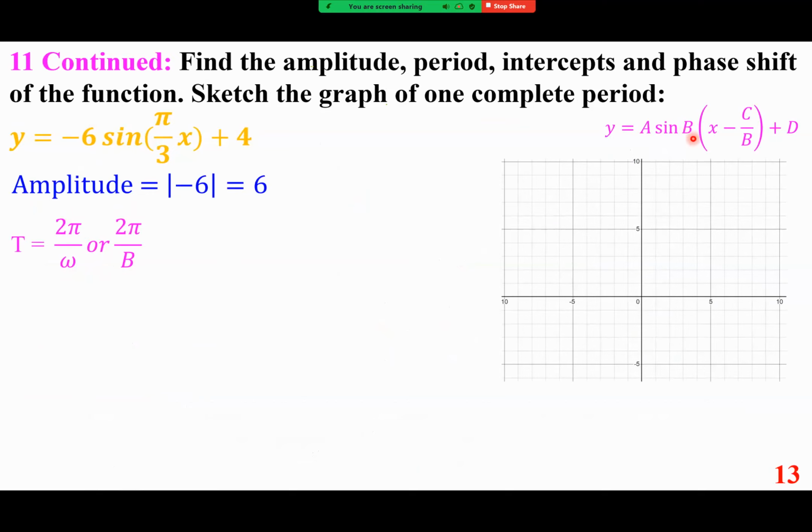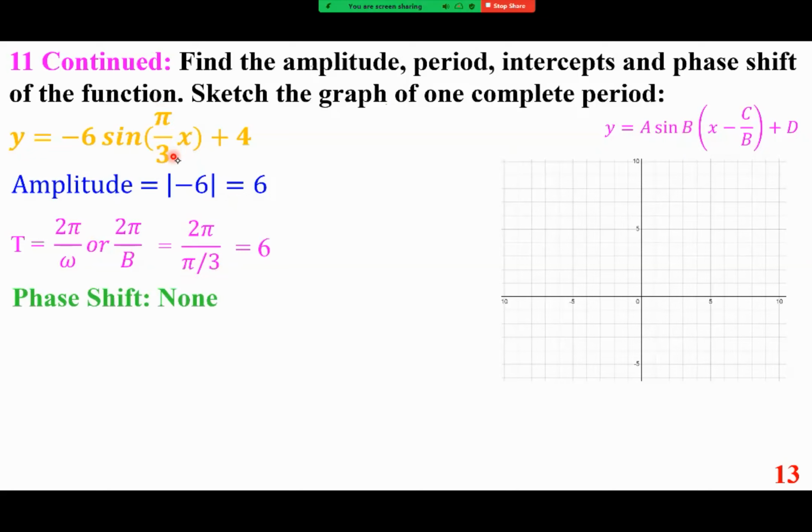In some texts, they call this omega, okay? And so if you want to go with that, it's 2 pi over omega, or if it's b, 2 pi divided by b. And in this case, b is pi over 3. So 2 pi divided by pi over 3. I hope you realize pi cancels out. The 3 comes up and it becomes 6. Phase shift, there is no phase shift here, okay? There is no phase shift.